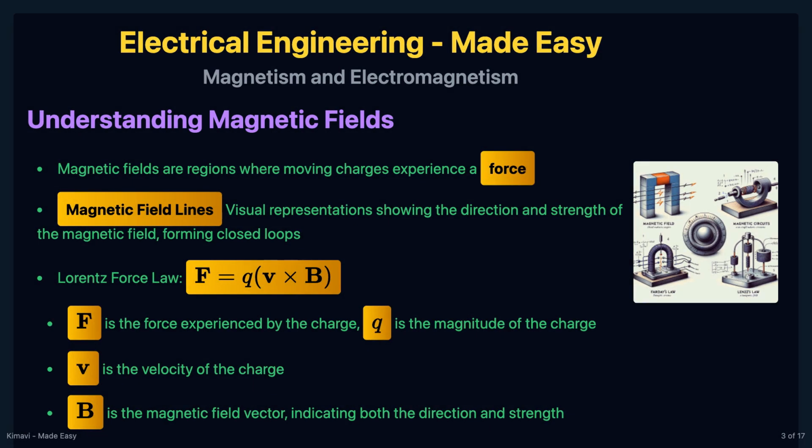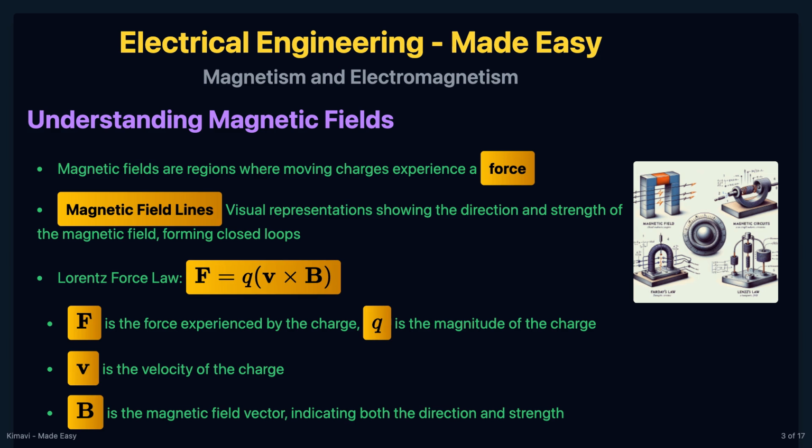Magnetic fields are regions where moving charges experience a force. These fields are represented by lines that indicate the direction and strength of the magnetic field, forming closed loops. The Lorentz force law describes the force on a charged particle moving through a magnetic field. The formula is given by F equals Q times the cross product of V and B.